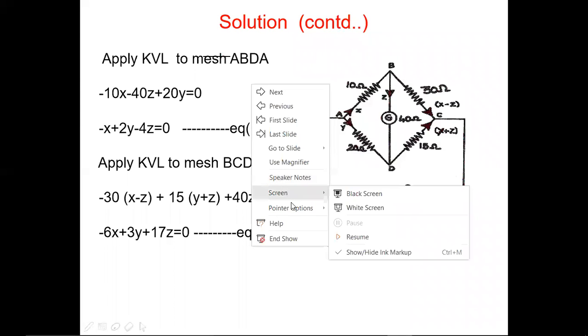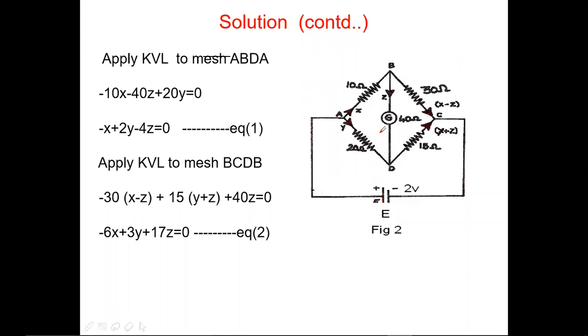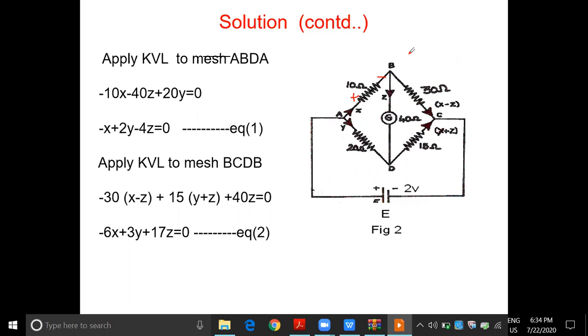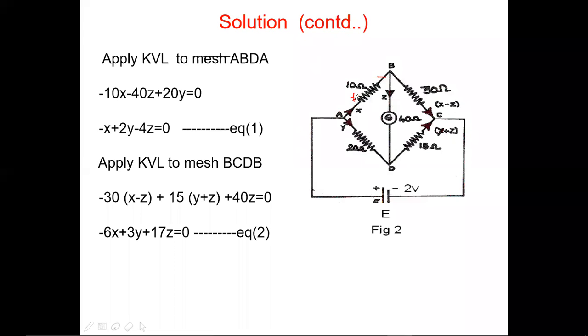For this loop, I am again adding the signs, positive and negative, based on the current direction. Here, instead of the galvanometer, we should add its inbuilt resistance value, that is 40 ohms. For each of these I need to add positive and negative signs. So here I am going to apply KVL to the mesh ABDA. This is simple: A, B, D, and A.